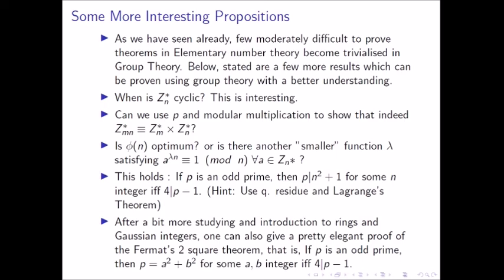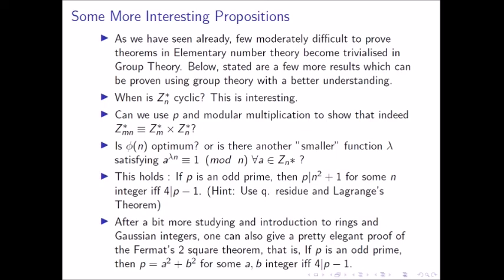When is Zn star cyclic? This is a pretty interesting question. We had already hinted in the first class that we would give a hint at the end, but I've decided not to give you a hint per se. I'll just tell you something. A very specific case when Zn star is cyclic is when n is equal to p. Can you show that if n is a prime then Zn star is cyclic?